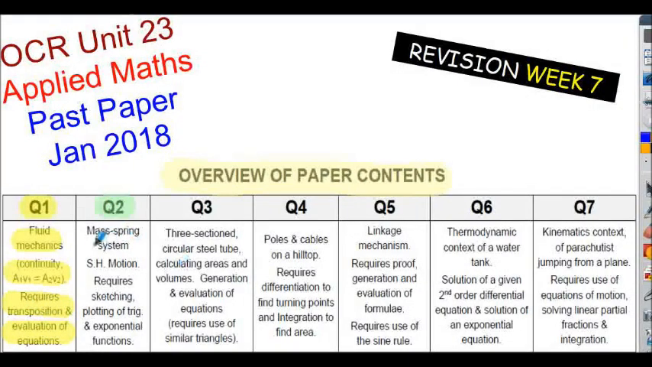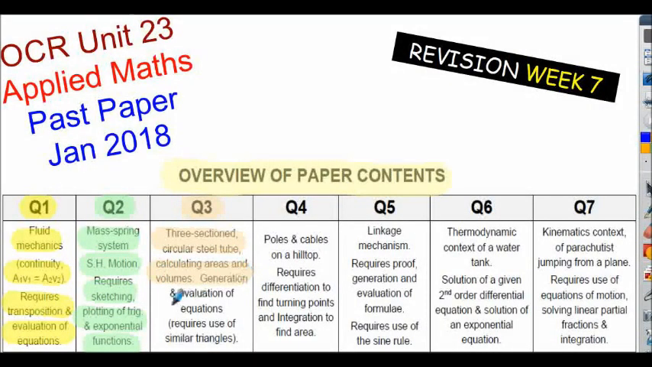Question 2, context here is a mass spring system, moving with simple harmonic motion. Question requires sketching and plotting of an equation involving trigonometric and exponential functions. Question 3 relates to a 3-section steel tube, calculating areas and volumes.